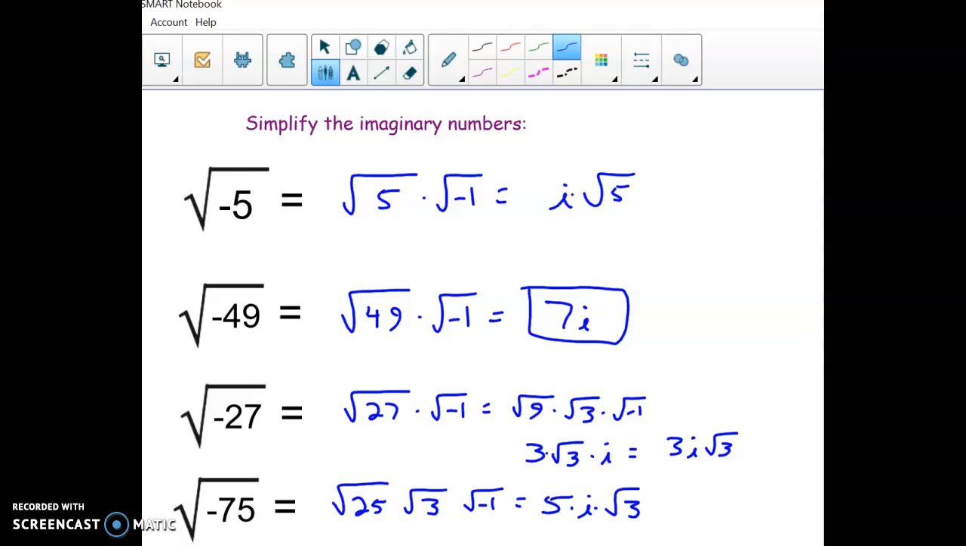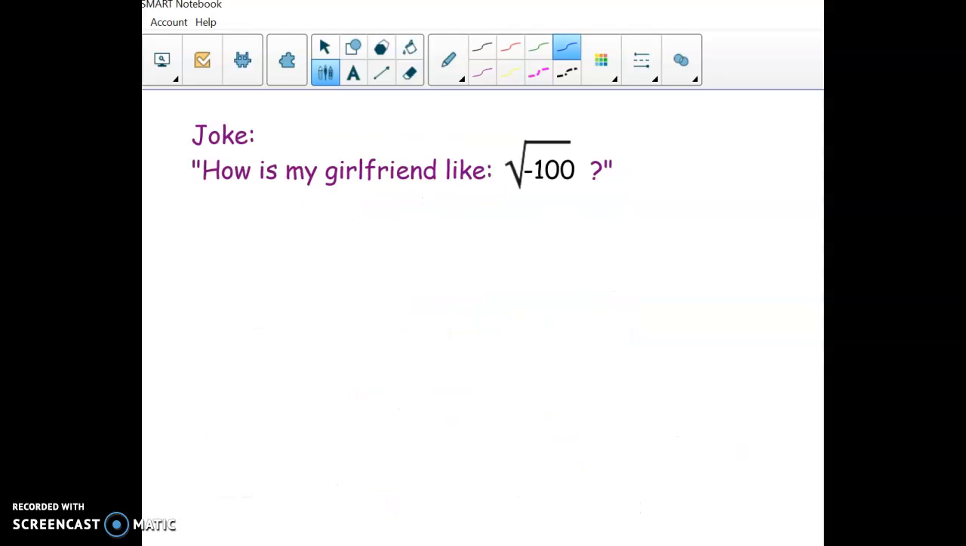All right, I got this one of my favorite math jokes. A student told me this once. How is my girlfriend like the square root of negative 100? Okay, you ready? I'm not sure you're ready. It's pretty funny. So this comes out, this is 10 imaginary, right? If we did what we did on the previous slide. So my girlfriend is a perfect 10 and imaginary.